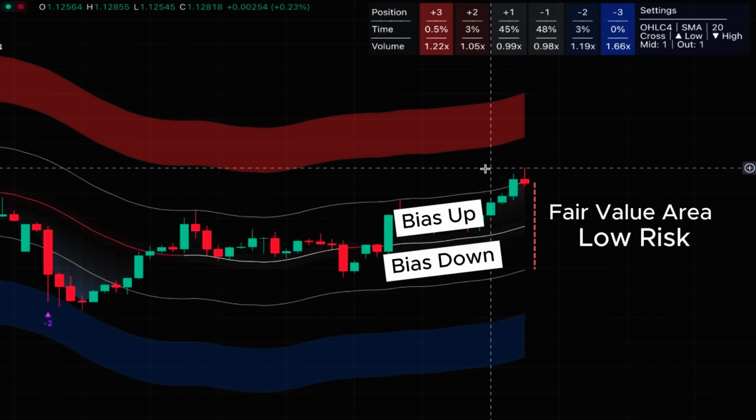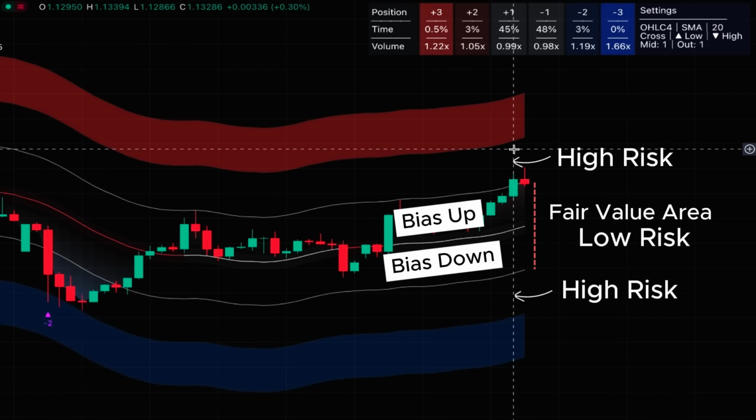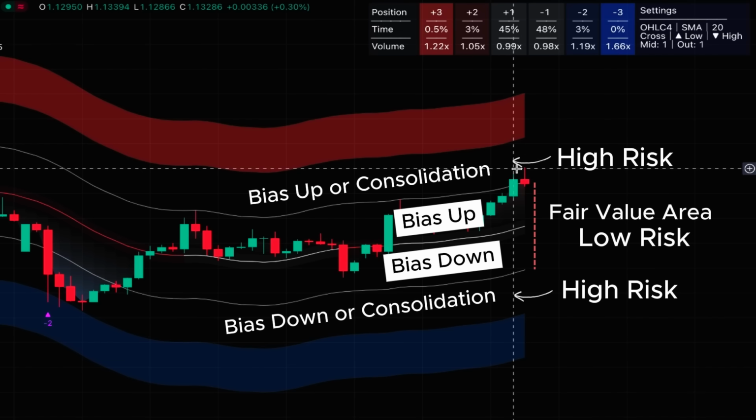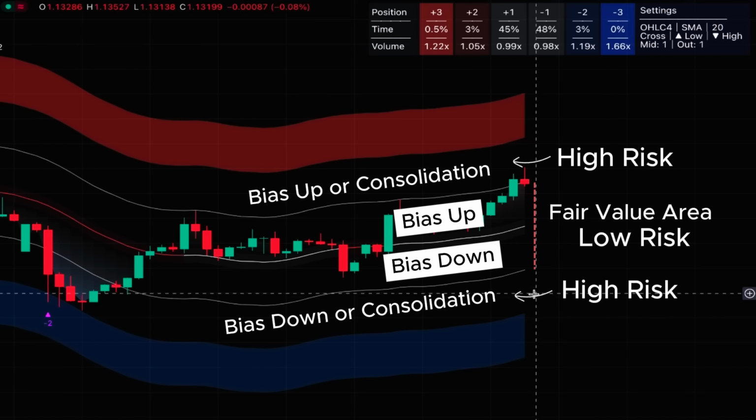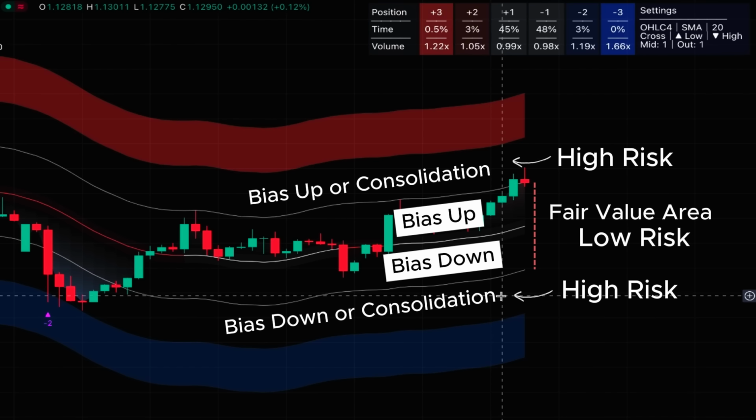For the outside fair value areas, this area, which is between the first and second band, is considered high risk, and here the bias is up or consolidation. And similarly, below the fair value area, the area between first and second band is considered high risk, and here the bias is down or consolidation.